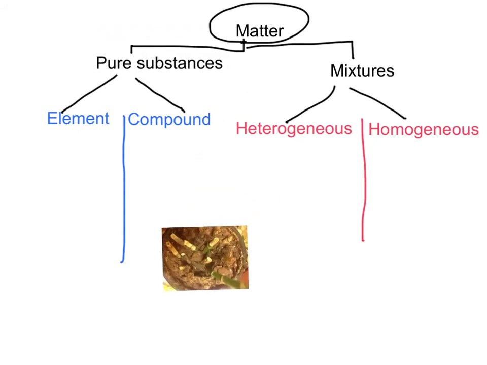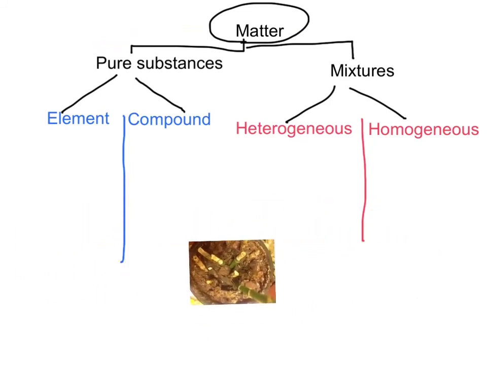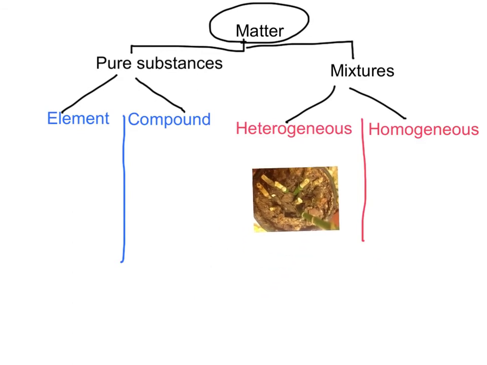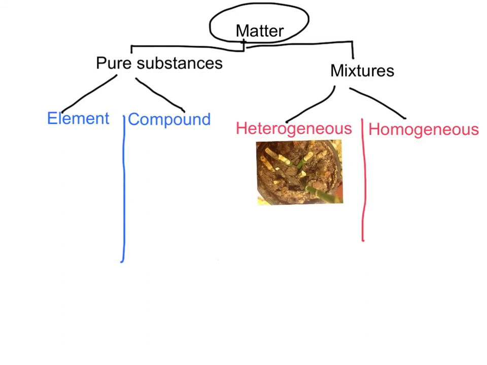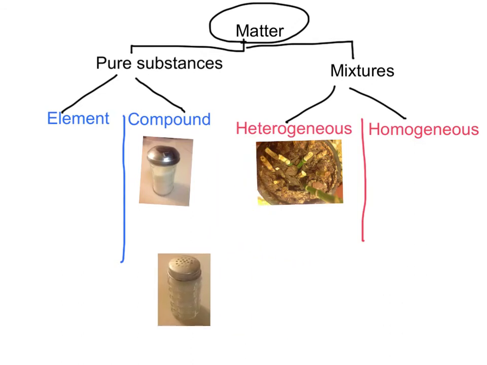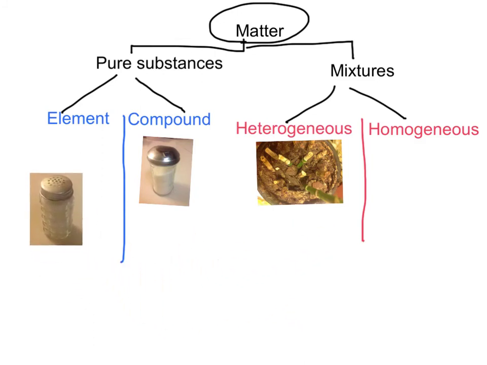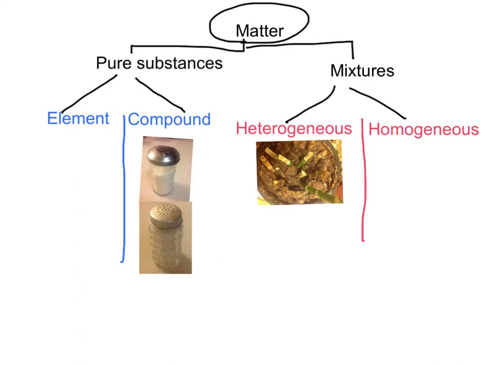So here we have something we need to choose, either element, compound, heterogeneous, or homogeneous. It is dirt with some bamboo shoots in it. What do you think? If you chose heterogeneous, you were right. Okay, so this is sugar. Where would sugar go? Homogeneous, heterogeneous, compound, or element? Well, sugar is the same, so it would be a compound. Okay, what about table salt? Where do you think? Homogeneous, heterogeneous, compound, element? If you chose compound, that's right.